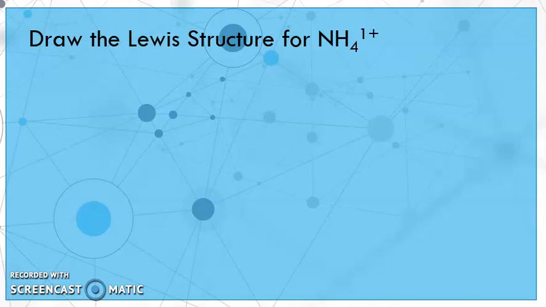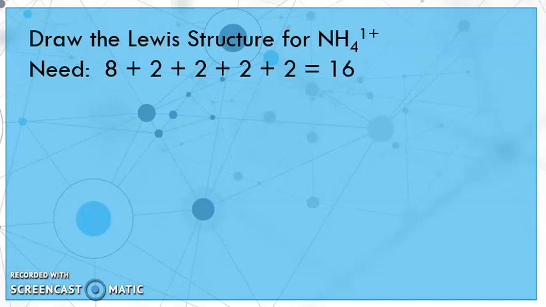So let's start off by calculating S equals N minus A. As far as the need, remember that you're going to have to add together the need for the nitrogen and the 4 hydrogens. Now I just want to be clear, the fact that this guy has a +1 charge does absolutely not affect the octet rule, which is where this need comes from in the first place. So nitrogen is still going to need 8 electrons, and each hydrogen is still going to need 2. That gives us a total need for this structure of 16 total electrons.